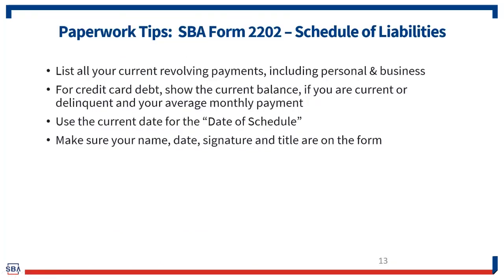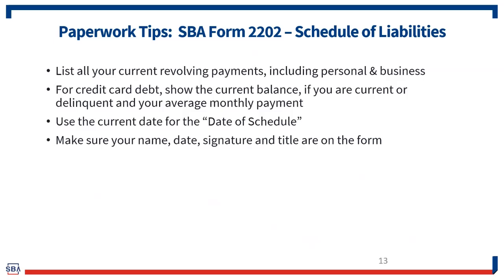Just some quick tips on filling out the SBA Form 2202, the Schedule of Liabilities. The purpose of this form, again, is just to show your current financial health. The SBA, when giving out disaster loans, does not want to put borrowers in an even more dire financial situation. So that's why they're looking at this information to make sure that you are able to repay the loan. So you'll want to list all of your current revolving payments, and this is both personal and business. If you have credit card debt, you want to show the current balance of your credit card. It's important to note whether you're current or delinquent, and then also list your average monthly payment.